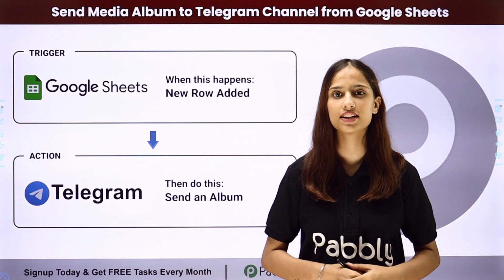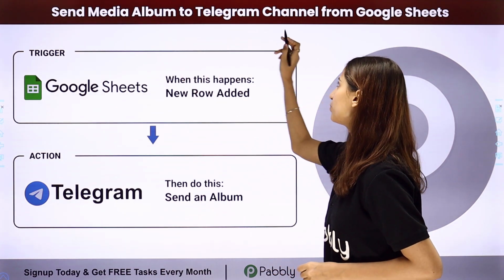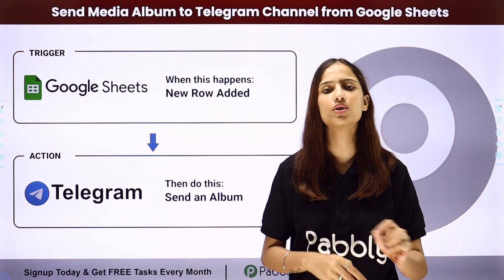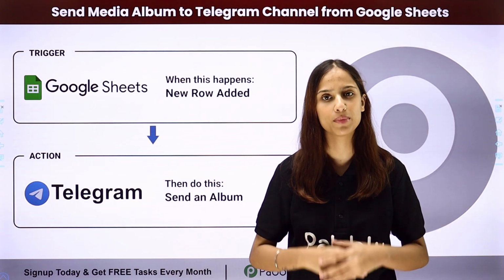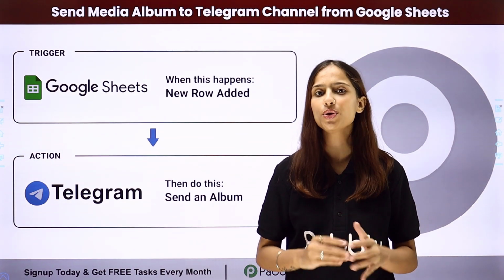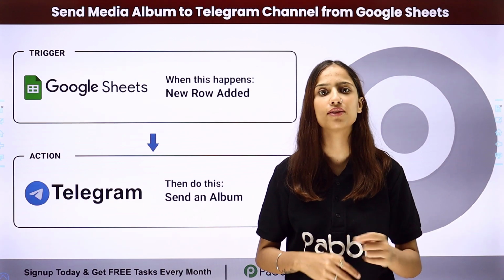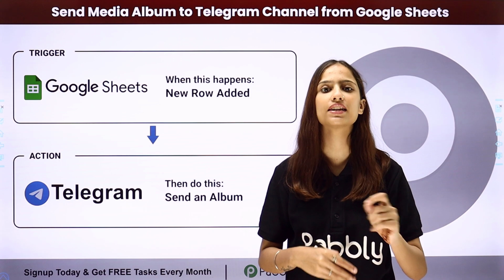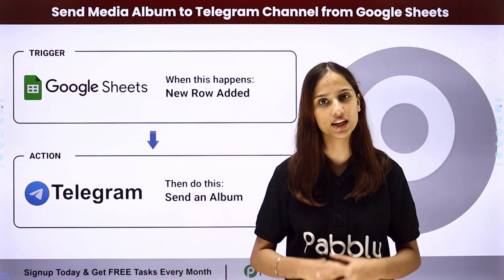So in today's video we will understand how to send media album to Telegram channel from Google Sheets. So here let's suppose that you have a Google Sheets where you are collecting some image or video URL. So now you want that whenever you add the URL for an image or video in a new row in Google Sheets, you want to send it across in an album to your Telegram channel.